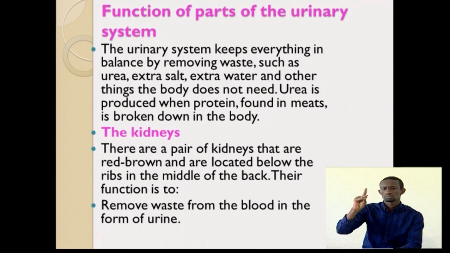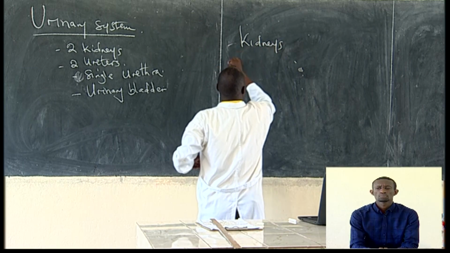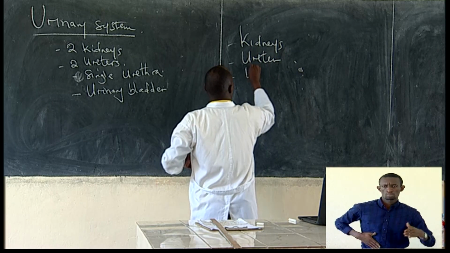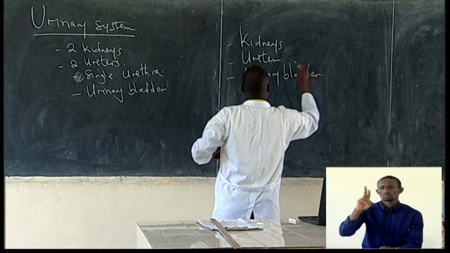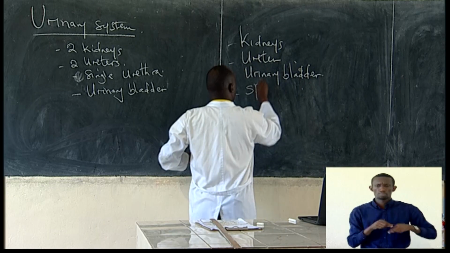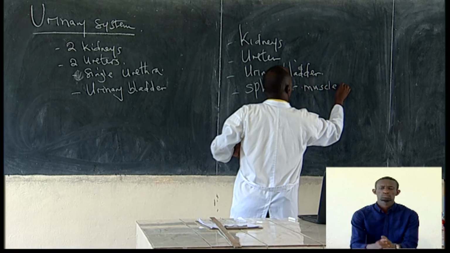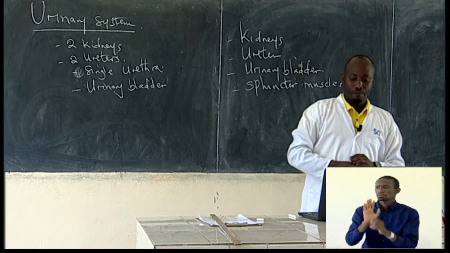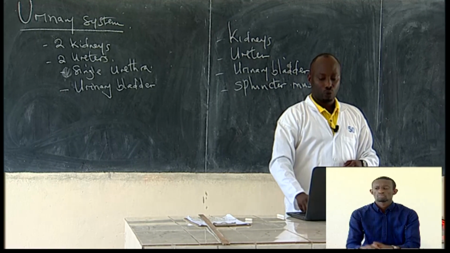We have kidneys, because there are two. We have the ureter. We have the urinary bladder. And we're going to go through these parts. We have the sphincter muscles. And we're going to talk about the function of each of these parts of the urinary system. Let's start with part one, which is the kidney.